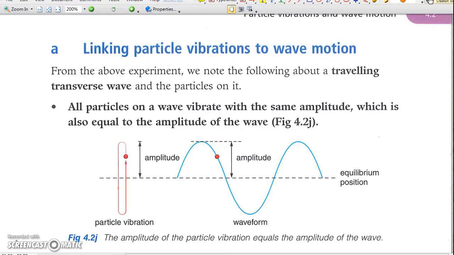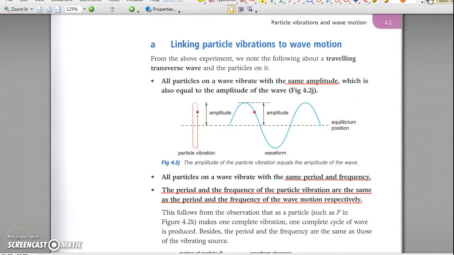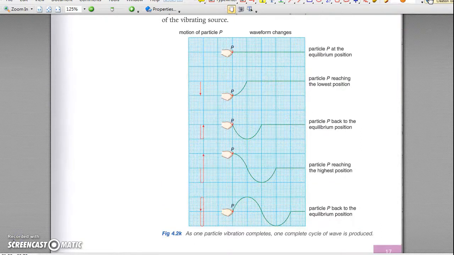A. Linking particle vibrations to wave motion. The frequency, period, and amplitude of vibration of particles are the same as that of the wave itself. If you really cannot follow, figure 4.2k may give you some hints. Feel free to talk with your teacher if you cannot figure it out.